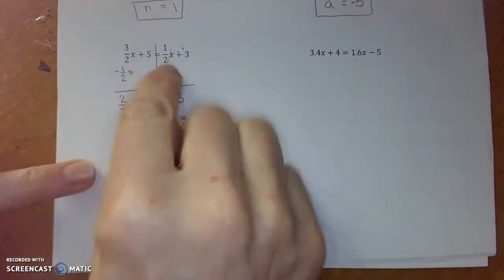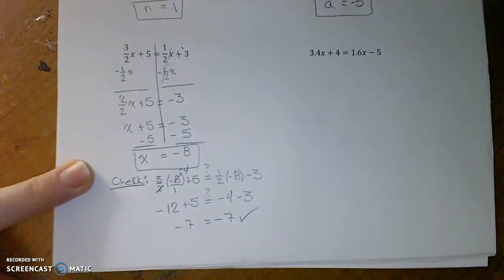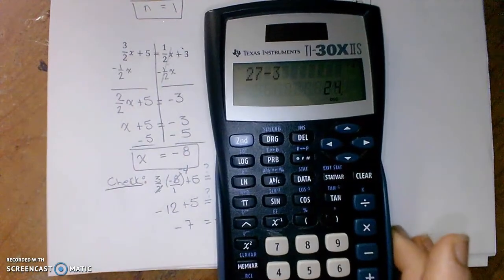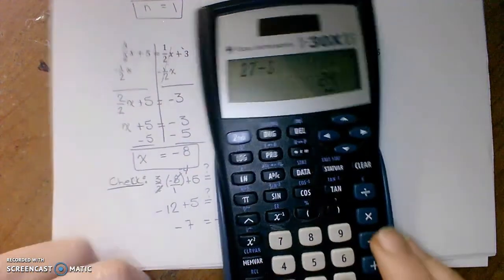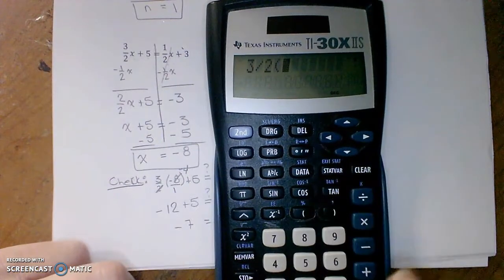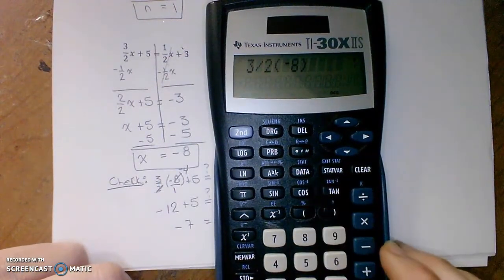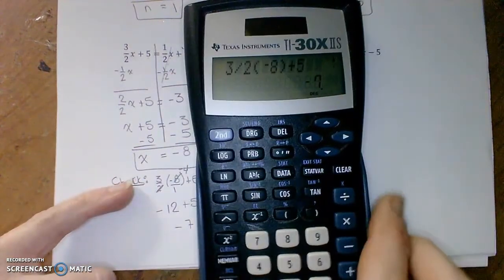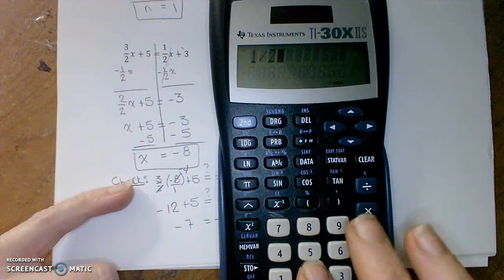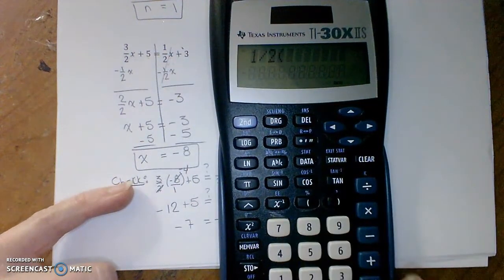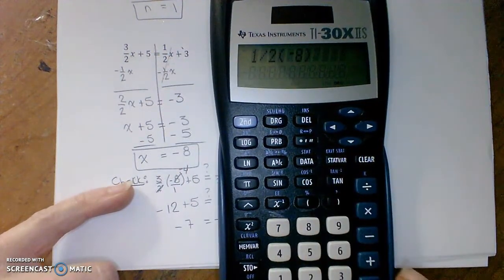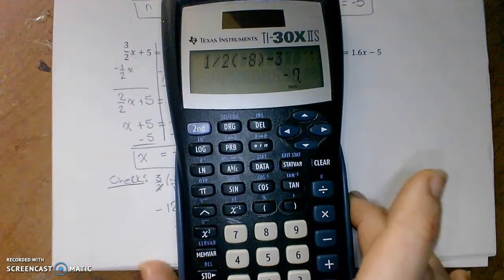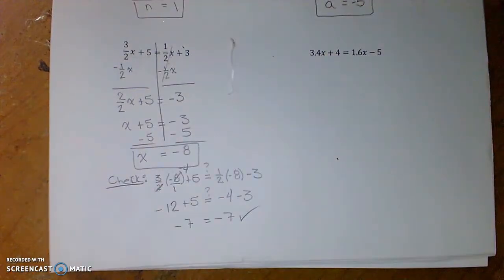Also, if you want to do these types of problems by hand, and then when you're done, come in with your calculator to check your answer, that would be acceptable too. So if I did 3 halves times negative 8 plus 5, that evaluates to negative 7. Now let's see if the right-hand side, 1 half times negative 8 minus 3, also evaluates to negative 7. So you can use your calculator wisely here.